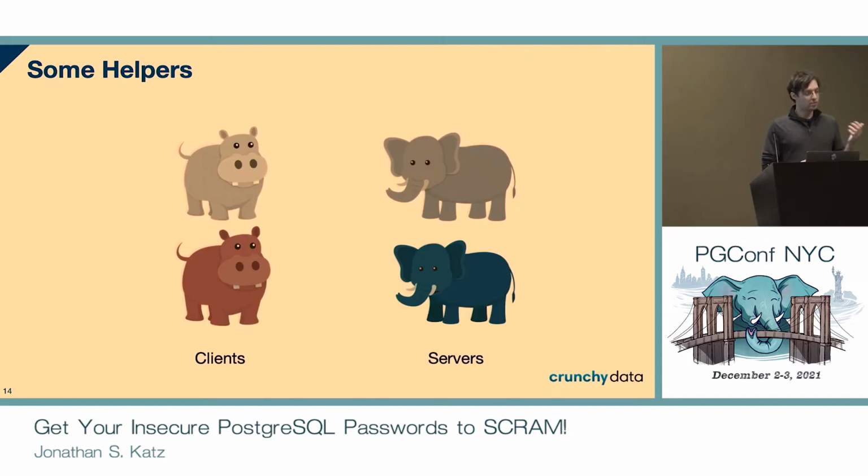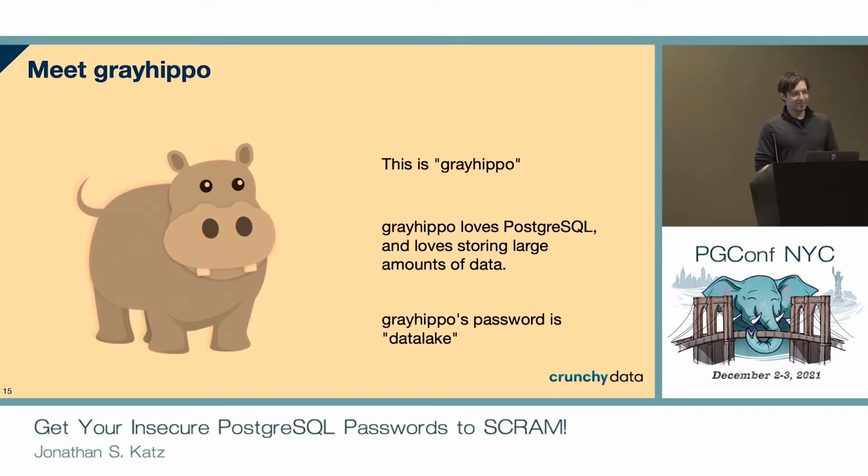So we're going to have some helpers. We're going to have some hippos. Our hippos are going to be our clients, and we're going to have some servers, which, being Postgres, are going to be elephants. Some user personas. I do a lot of product work now, so I'm all about the user personas. One of them is Gray Hippo. Gray Hippo loves Postgres, has been using it a long time, loves storing data, and because Gray Hippo tends to work with larger data sets, Gray Hippo's password is data lake.